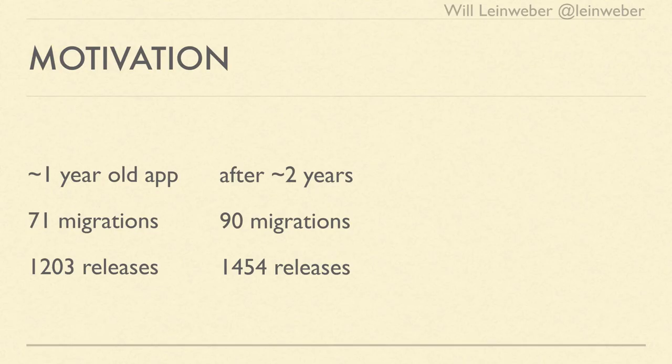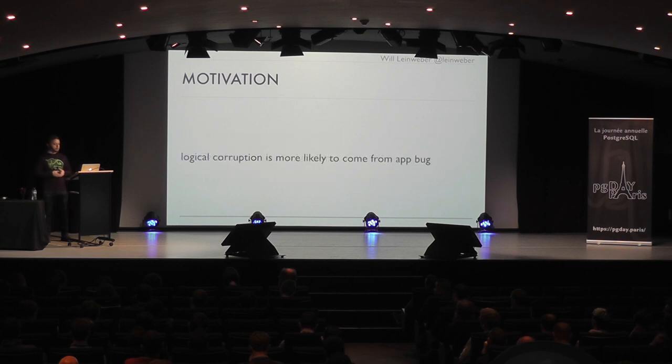And right now the app's about 2 years old, so yesterday I pulled the new numbers. We added about 20 migrations, but 200 more releases in the last year. What would be interesting is to see the relative rate of change of those things, but I wasn't able to pull all that data in the time. But anyway, it's natural to assume, but nice to have some numbers here, that yes, the application changes so much more often.